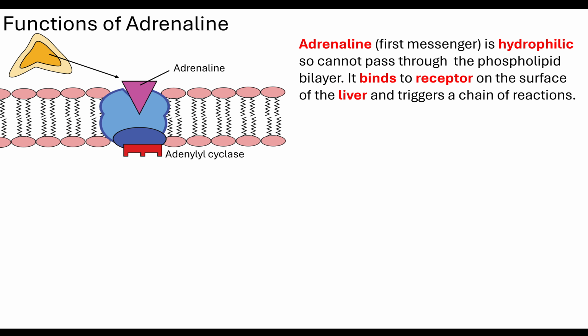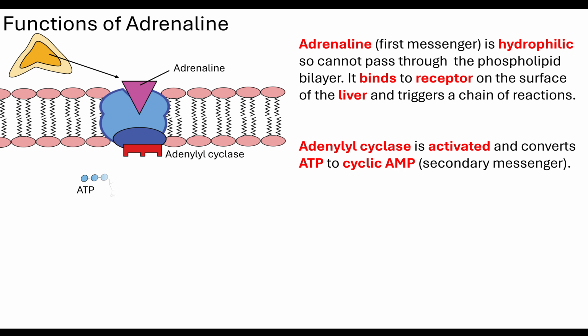Now, it will not only do this at the liver, we're going to talk about the liver right now, but it will also do it on any cell. This triggering of a chain of reactions is specific to the cells in which it is going to activate. So what's important that you note is that when the adrenaline binds to that receptor, an enzyme inside, adenylyl cyclase, is going to be activated. And this is going to convert ATP to cyclic AMP.